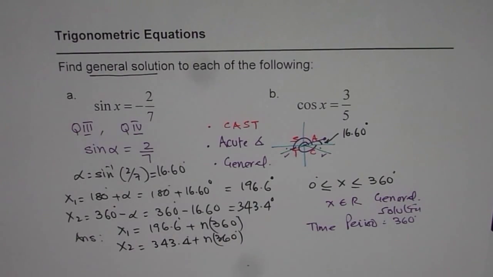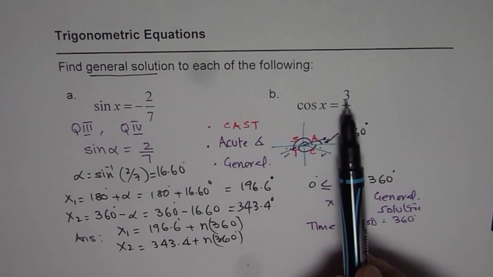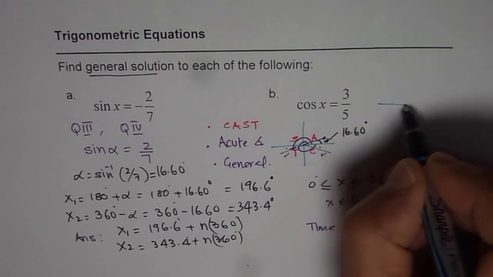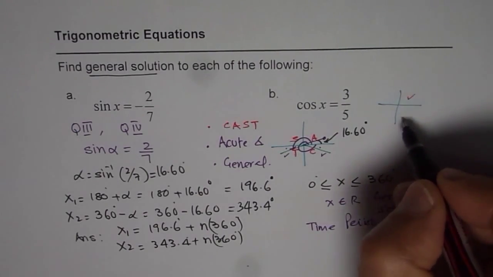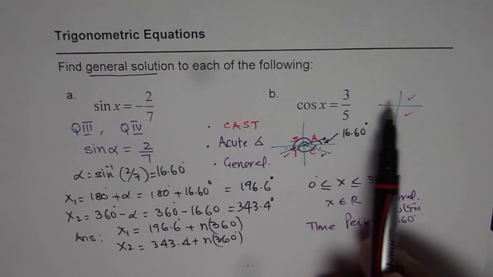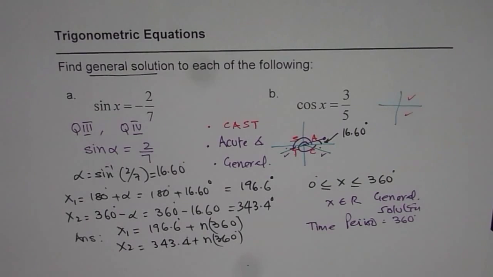I hope you understand and appreciate these steps. Follow these steps and find the solution for cos x equals 3 over 5. Of course, using the CAST rule, you know cos x is positive in these two quadrants. One of the solutions is the acute angle itself. The other one is 360 minus the acute angle. Then generalize it as we did for sin x. I hope that helps.